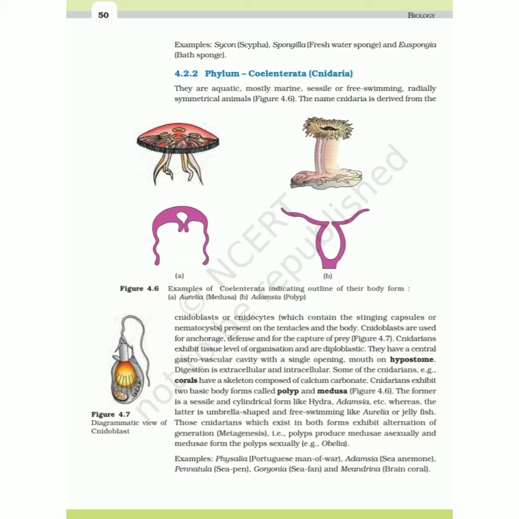Figure 4.7 diagrammatic view of cnidoblast. Figure 4.6 examples of Coelenterata indicating outline of their body form, A, Aurelia, medusa; B, Adamsia, polyp. Examples: Scypha; Spongilla, freshwater sponge; and Euspongia, bath sponge.